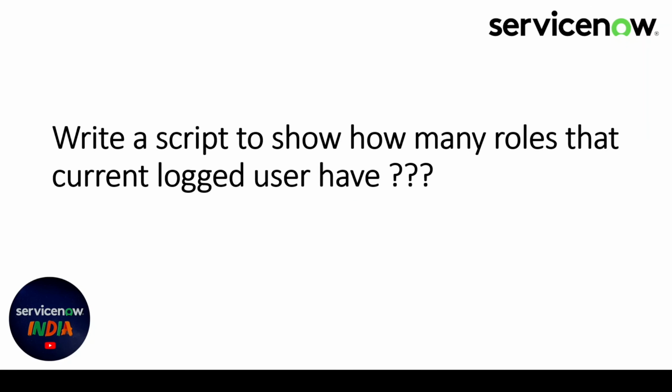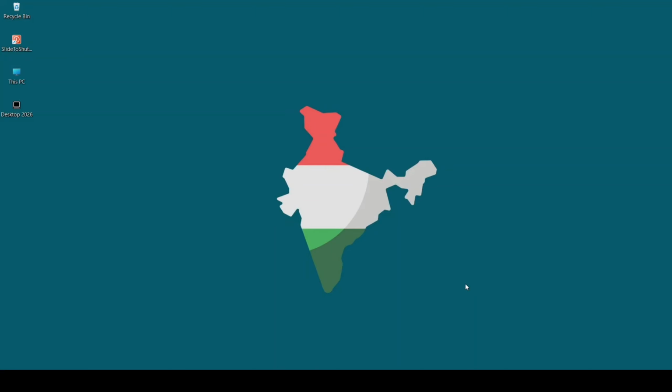And the use case is: write a script to show how many roles the current logged in user has. For this part, we need to write a background script with the help of the GlideRecord API to fetch how many roles the current logged in user has. Let's dive into the PDI.